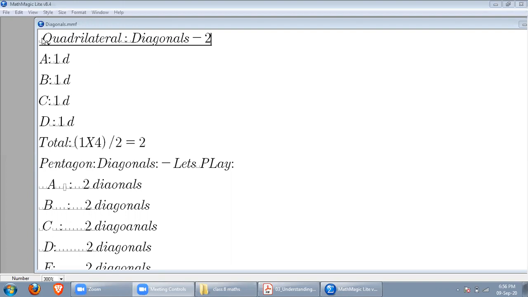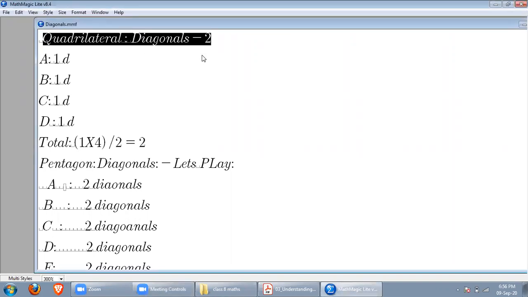But let's come back once again to further know, if we have to find out the number of diagonals for a 100-sided polygon or any sided polygon, how many diagonals can be drawn. So once again, quadrilateral diagonal number is 2. How is it possible? Because quadrilateral has 4 vertices.